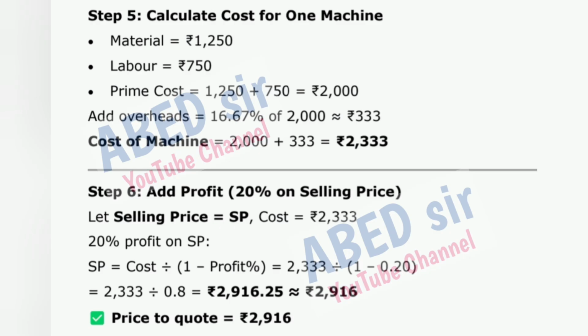Step 6. Add profit, 20% on selling price. Let selling price be SP, cost is equal to 2,333 rupees. 20% profit on SP. SP is equal to cost divided by 1 minus profit percent, is equal to 2,333 divided by 1 minus 0.20, is equal to 2,333 divided by 0.8, is equal to 2,916 rupees and 25 paise. Price to quote is equal to 2,916 rupees.